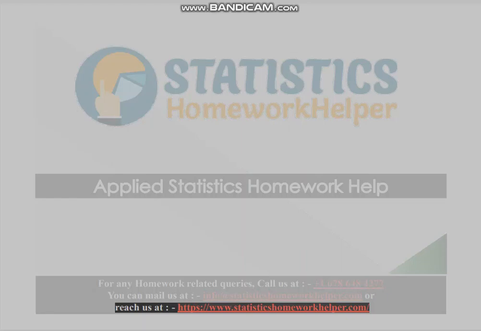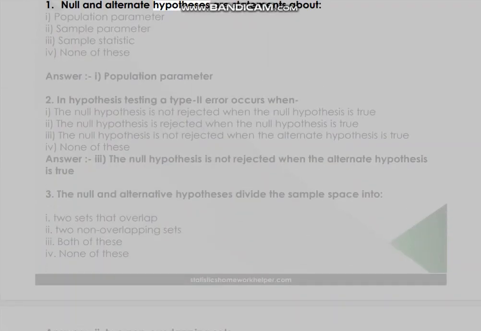1. Null and alternate hypotheses are statements about: 1. Population parameter, 2. Sample parameter, 3. Sample statistic, 4. None of these. Answer: 1. Population parameter.